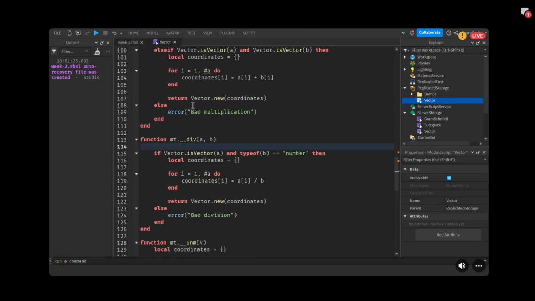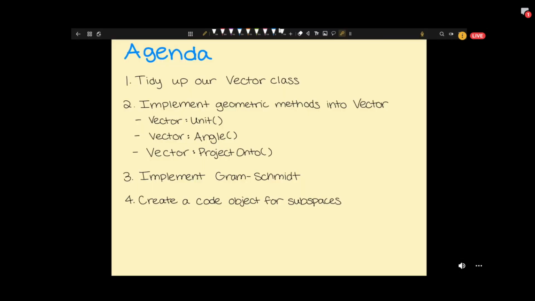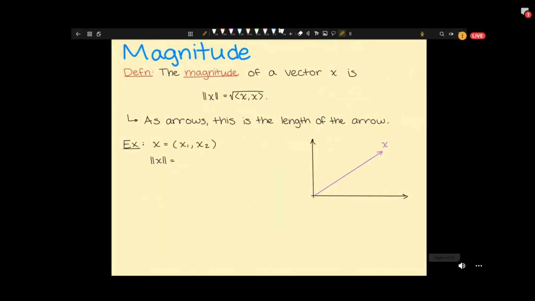All right. I was going to switch back to my tablet. All right, so this gets the first task out of the way. In the second, we're going to talk about some of these geometric methods, and we're going to start with magnitude. And we know what the magnitude is. We use it all the time in Roblox, but maybe we don't know how to compute the magnitude by hand.